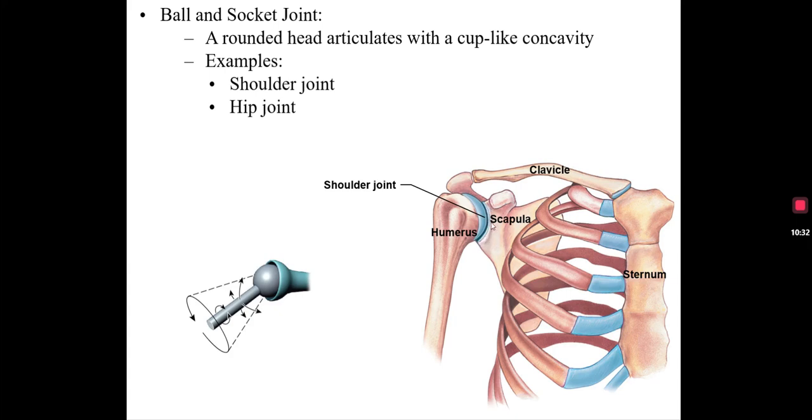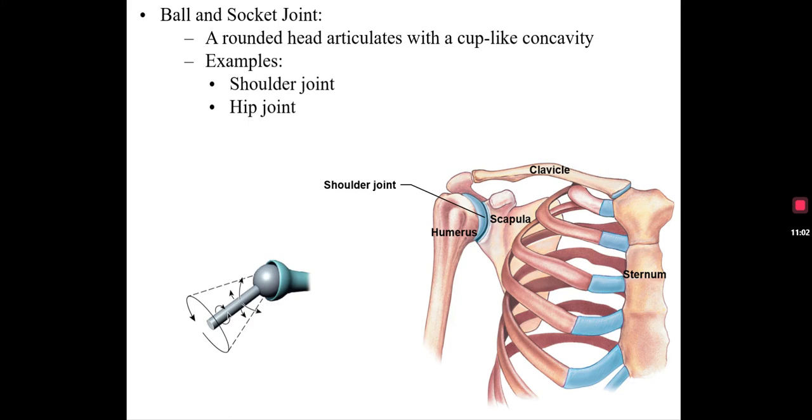And this allows for three planes of movement. This gives us a lot of movement. We can flex and extend our humerus. We can bring it out, abduction and adduction, and then we can also rotate the humerus. And we would see the same thing on the femur. The femur would be the femoral head in the acetabulum. And that, again, the same thing with the femur. We can flex the femur, we can extend the femur, and we can rotate the femur medially and laterally.